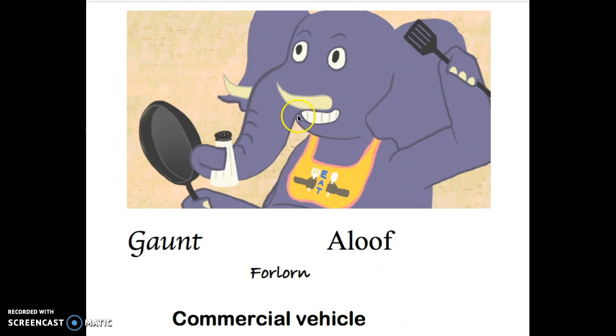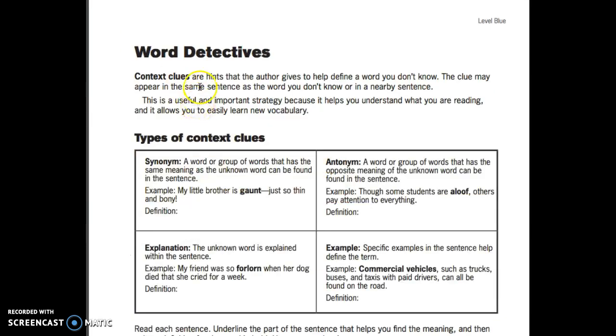A context clue are hints that the author gives to help define a word that you don't know. The clue may appear in the same sentence as the word you don't know or in a nearby sentence. This is a useful and important strategy because it helps you understand what you are reading, and it allows you to easily learn new vocabulary.